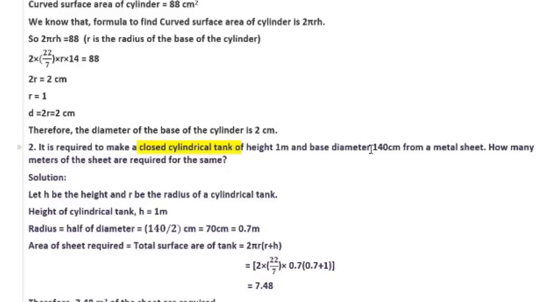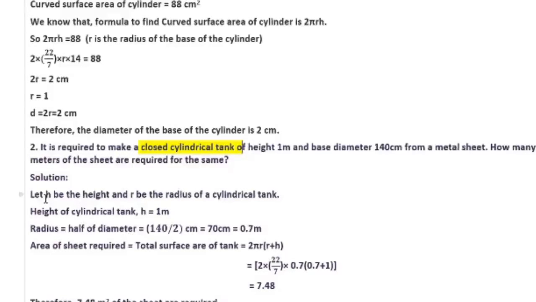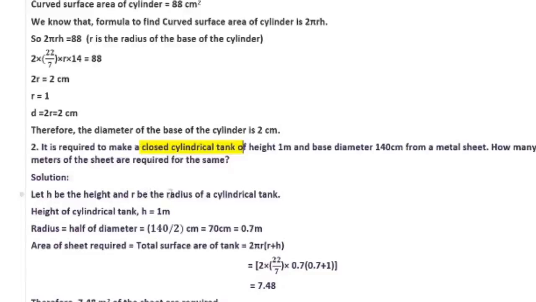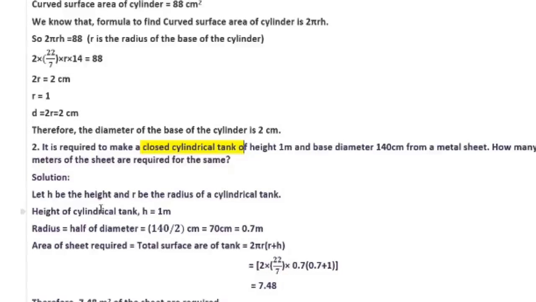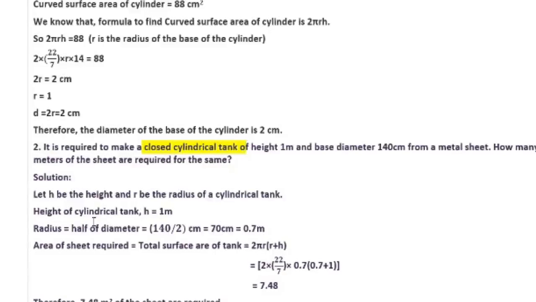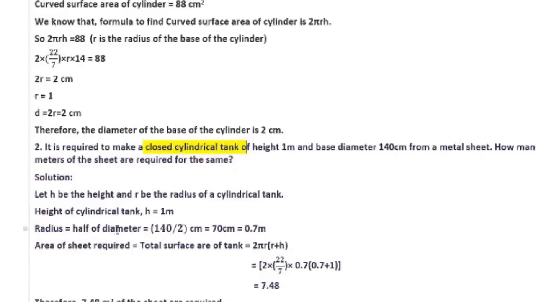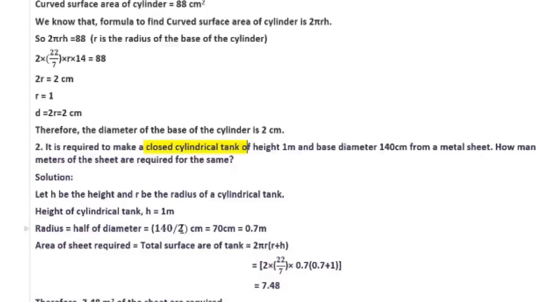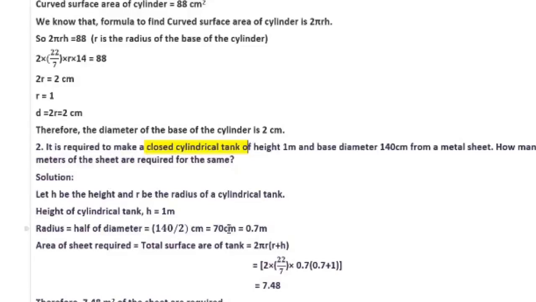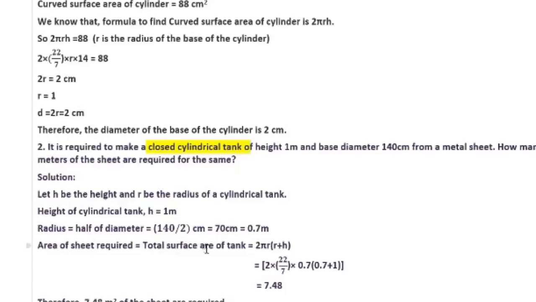So for making a cylinder, it will include all the faces. So here let h be the height and r be the radius of the cylindrical tank. The height is given, height is 1 meter. Diameter is given, diameter is equal to 140 centimeter. So radius equal to half of the diameter, 140 by 2, that is equal to 70 centimeter. So here height is in meter, so radius also we convert in meter. So we will get 0.7 meter.